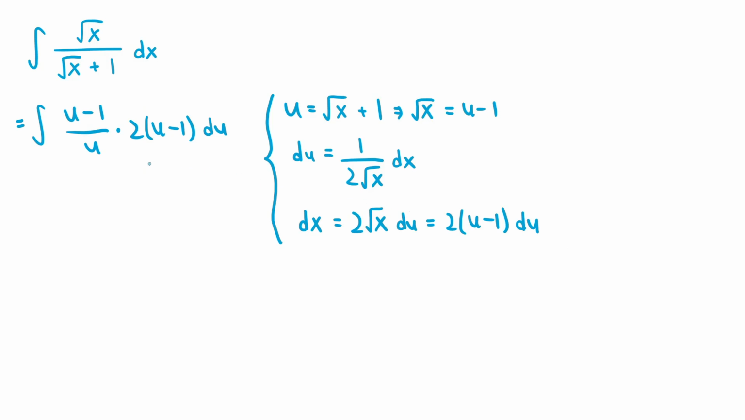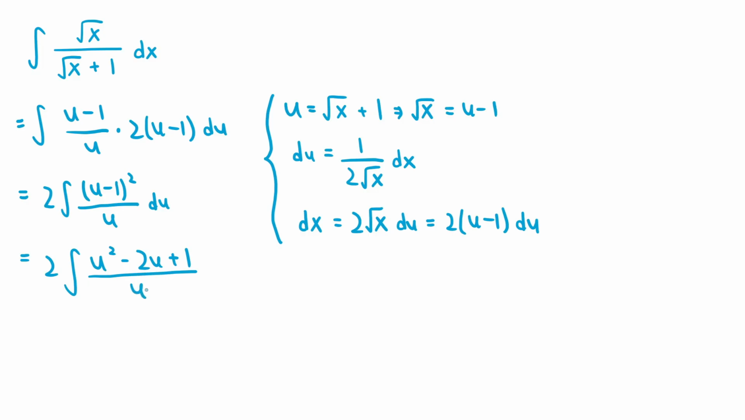We can simplify this expression by bringing out the 2 outside the integral as a constant multiple, and rewrite the rest of the expression as a single fraction, so the integrand just becomes u minus 1 all squared over u. We can expand the numerator to rewrite it as u squared minus 2u plus 1, and the denominator is still u. And if we distribute the division, this becomes 2 times the integral of u minus 2 plus 1 over u du, since u squared over u is just u, and negative 2u over u is equal to negative 2.